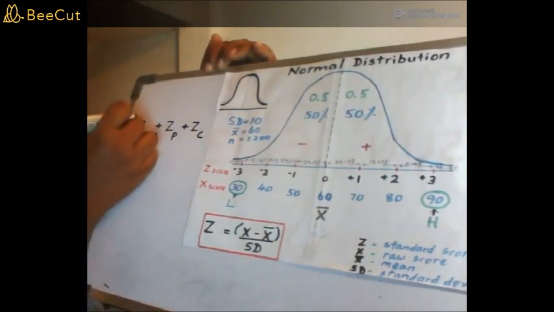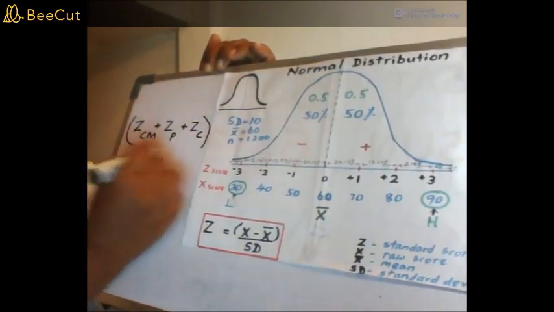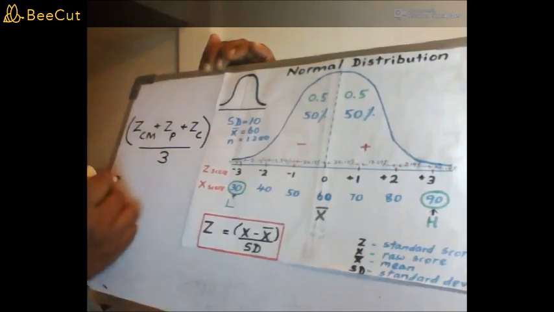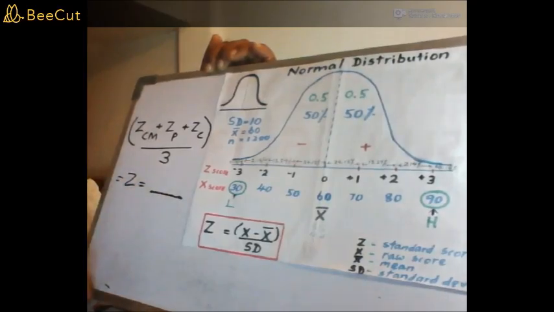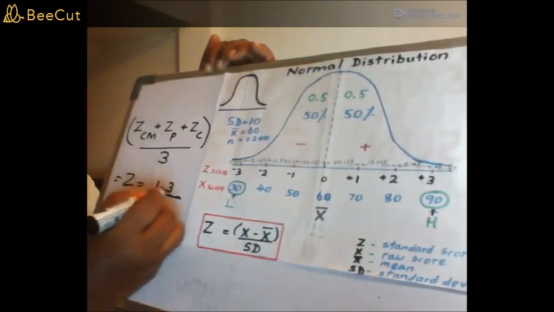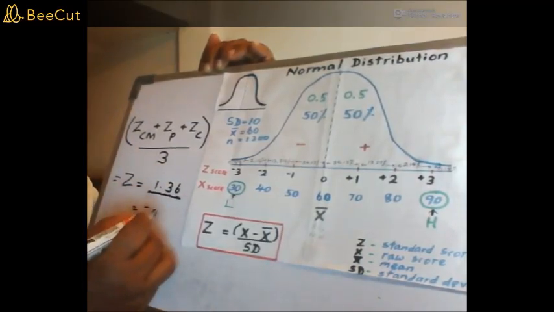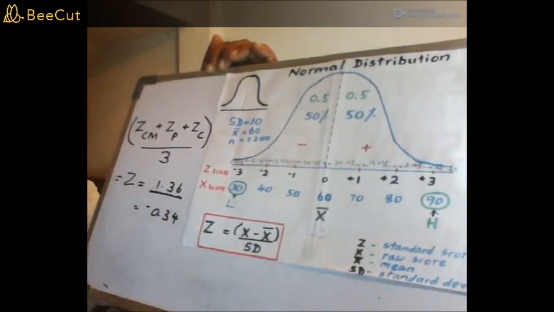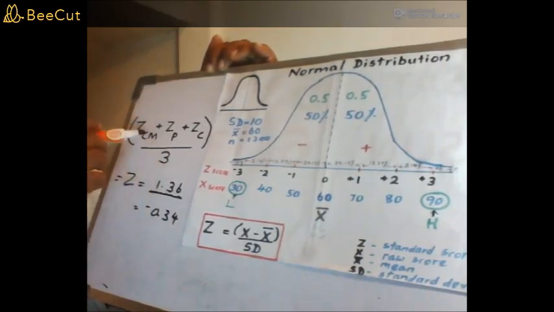Then what do we do? We get the total of these three Z scores and divide that by 3. Then you get one Z score. That is the one you have now, right? Some may get 1.36, some will get minus 0.34, like that. So whatever Z scores you get, those are the average of the subjects.